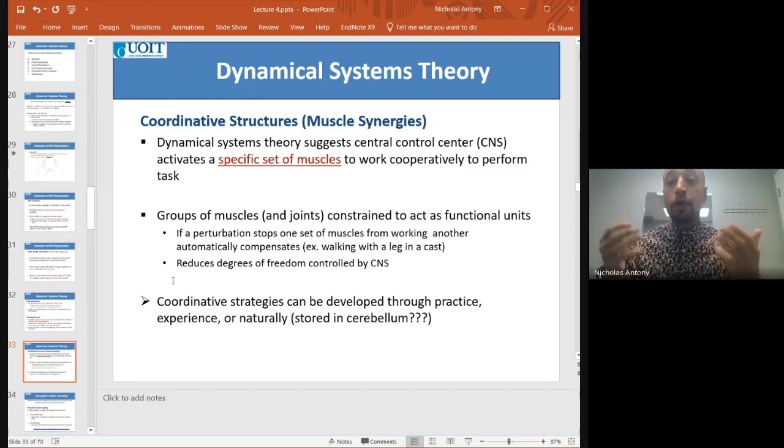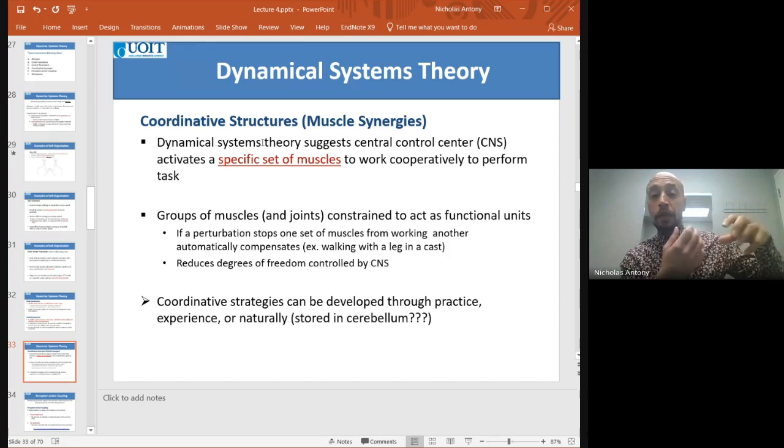Yeah, so your brain just sort of figures it out, right? With this whole idea of movement patterns self-emerging, there's the idea of coordinative structures or muscle synergies: the body gets the system going, and then whatever muscles and joints are available work with each other as functional units. So whatever is available, your body will use.